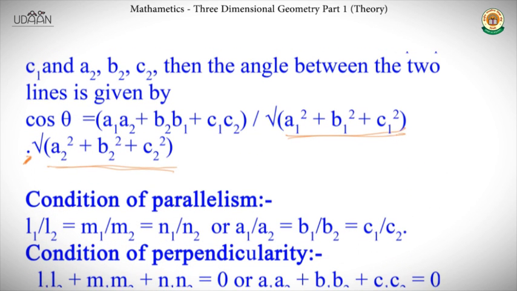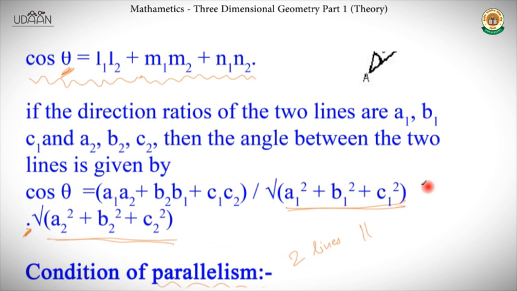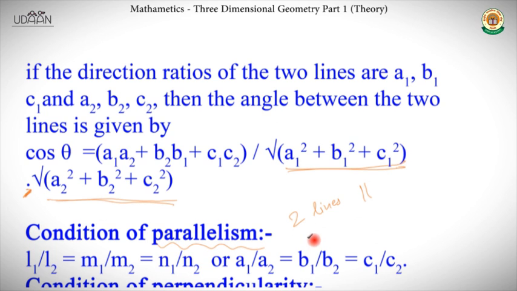Now moving on, what is the condition of parallelism? Two lines are said to be parallel if the direction ratios are proportional. So one vector should be lambda times the other. This would give L1 by L2 equal to M1 by M2 equal to N1 by N2, or similarly in terms of direction ratios.